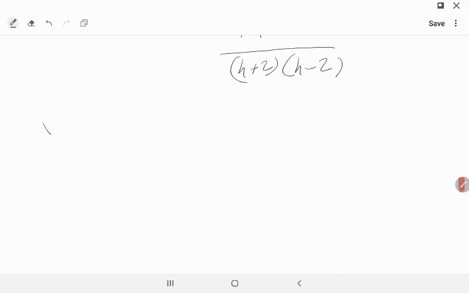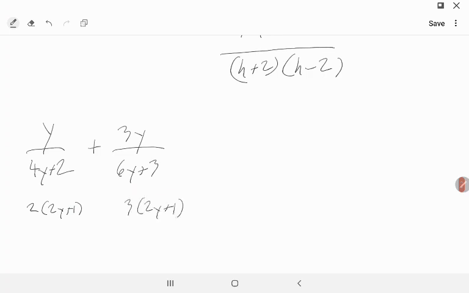If we had y divided by 4y plus 2 plus 3y divided by 6y plus 3, we notice that it looks like a messy common denominator, but again, we want to be careful because if we factor, we get 2 times the quantity 2y plus 1. For the other denominator, we get 3 times the quantity 2y plus 1. So actually, all we need is a factor of 3 and a factor of 2.